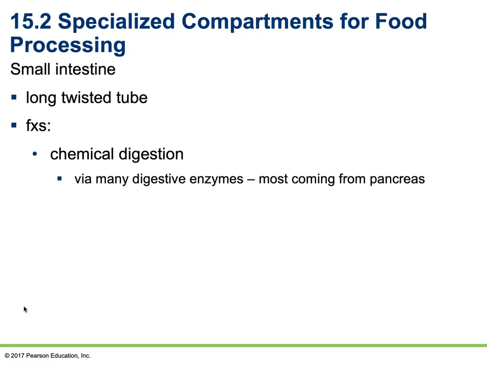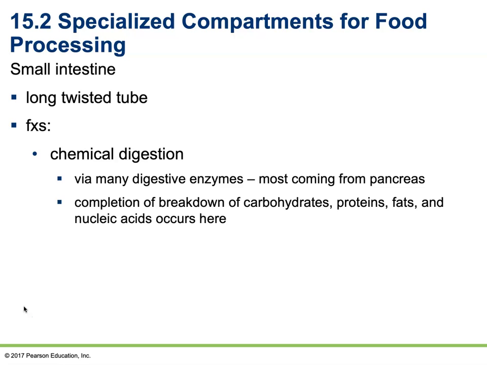Chemical digestion is going to be done with many different digestive enzymes, most of which are going to be coming from the pancreas. Our carbohydrates, proteins, fats, and nucleic acids are going to be broken down into their simplest forms. We're going to be breaking down polymers into monomers at this stage.